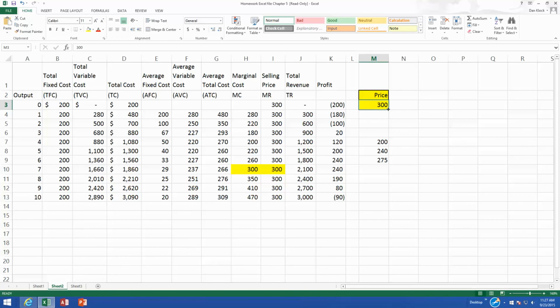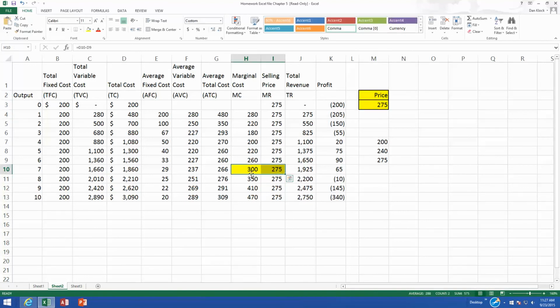I'm just going to put in the 275. If I look at 275, boom. And then notice my marginal revenue, marginal cost. The old one doesn't fit, so I'm going to take off the color, no fill. And I'm going to see where marginal revenue is close to marginal cost. And it's right here now, at the output of 6. That is the closest for it. And again, here's my profit of 90.